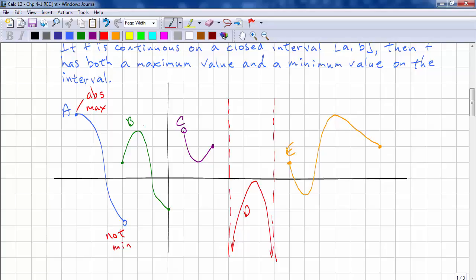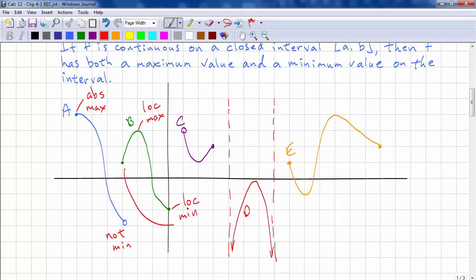Okay, we look at this one. This is a closed interval, so we'll have a minimum and a maximum. This is our local max. And we look at this, this is a min, except there's lower values here. So this is a local min. This is also a local min.